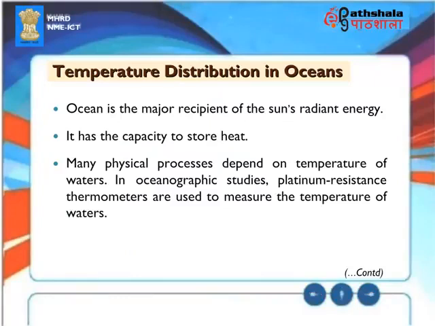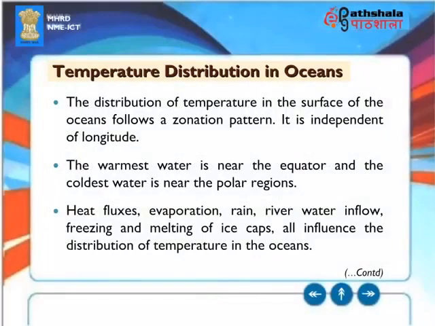Temperature distribution in oceans. Ocean is the major recipient of the sun's radiant energy. It has the capacity to store heat. Many physical processes depend on temperature of waters. In oceanographic studies, platinum resistance thermometers are used to measure the temperature of waters. The distribution of temperature in the surface of the oceans follows a zonation pattern. It is independent of longitude. The warmest water is near the equator, and the coldest water is near the polar regions.